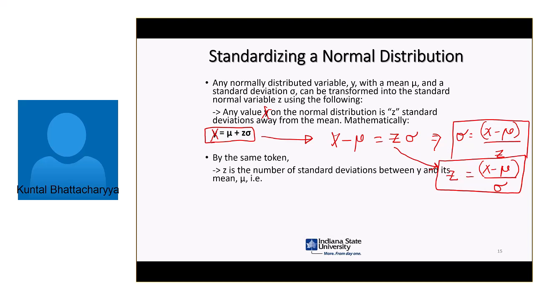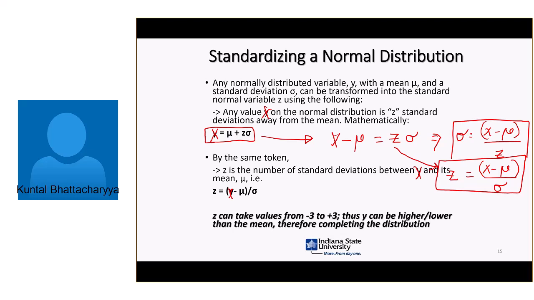So you can do very basic mathematical substitutions to get to this point. Z is the number of standard deviations between y and its mean, or in this case between x and its mean. So you divide that difference by sigma, and that is what you get in terms of z. It's the same idea whether it's y or x, it doesn't really matter. So z can take values from -3 to +3, and this is primarily based on the empirical rule. It can take values slightly more than 3 and slightly less than -3 if you open up a real z table.